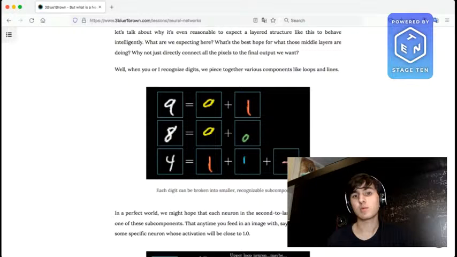In a perfect world, we might hope that each neuron in the second to last layer corresponds to one of these subcomponents. So, ideally, what we want is for the last layer of our network to be able to determine that if we have a loop, then it's probably a 9 or an 8, but it's not a 4.